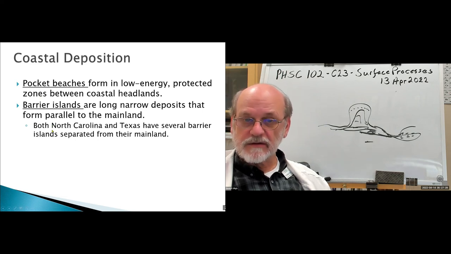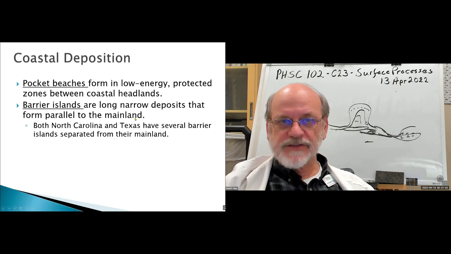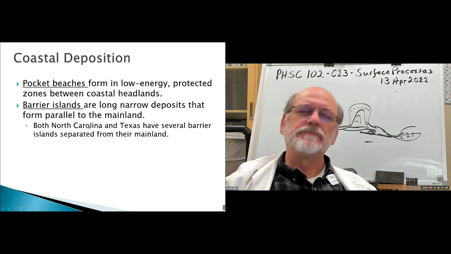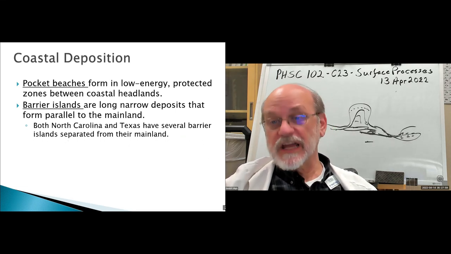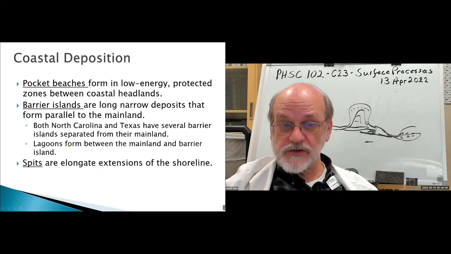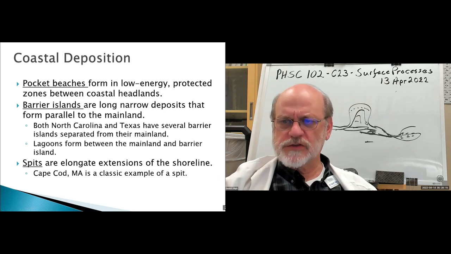Barrier islands are very common along the southeastern United States coast and along Texas. North Carolina has a lot of them. Georgia has a few. St. Simons Island is a barrier island along the coast of Georgia. North Carolina's most famous is the Outer Banks. Actually, it's a collection of barrier islands. Lagoons can form as a consequence of barrier islands. And spits are elongated extensions of the shoreline. The most famous of those is Cape Cod, Massachusetts. It's a huge spit.